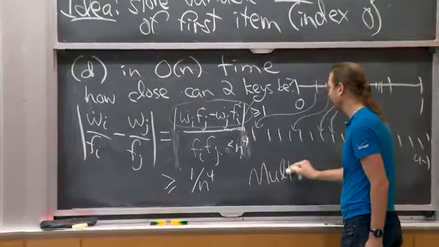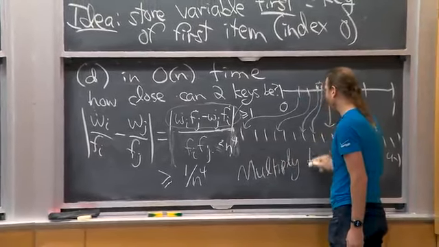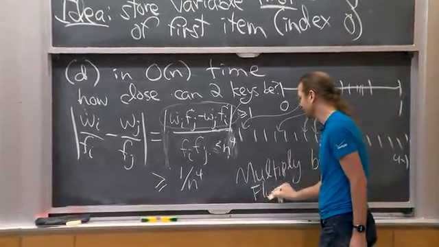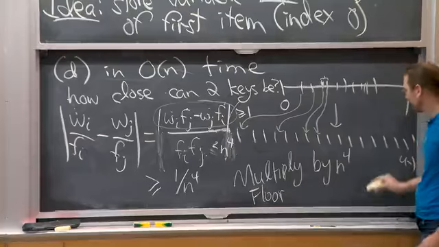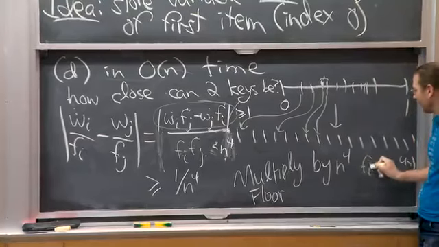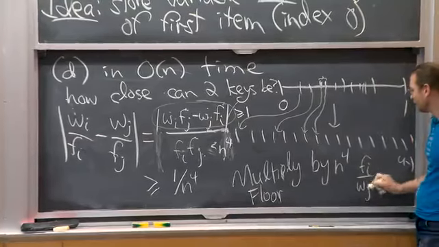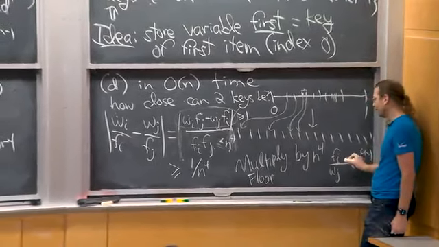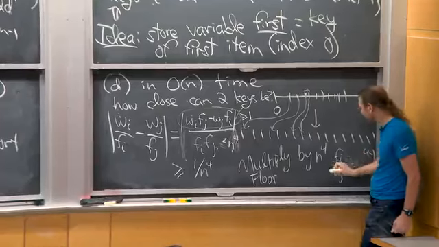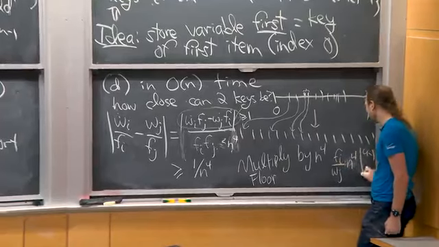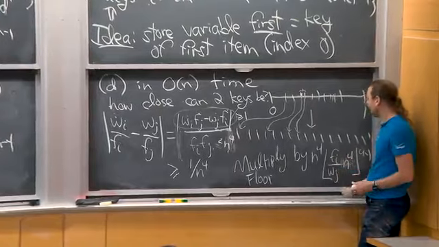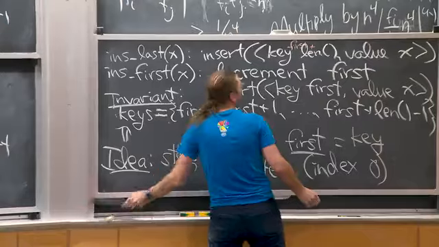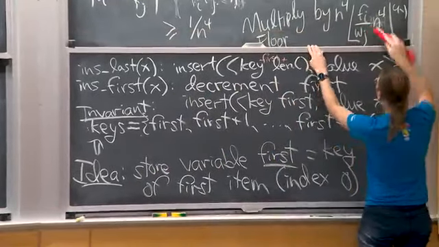So just multiply by n to the 4th, and then floor. So we're going to take each fi over, I would like to compute this ratio, but I don't know how. So instead, I'm going to take fi, conceptually what I want to do is multiply by n to the 4th and take the floor. How do I actually do this in a machine that doesn't have real numbers like this?